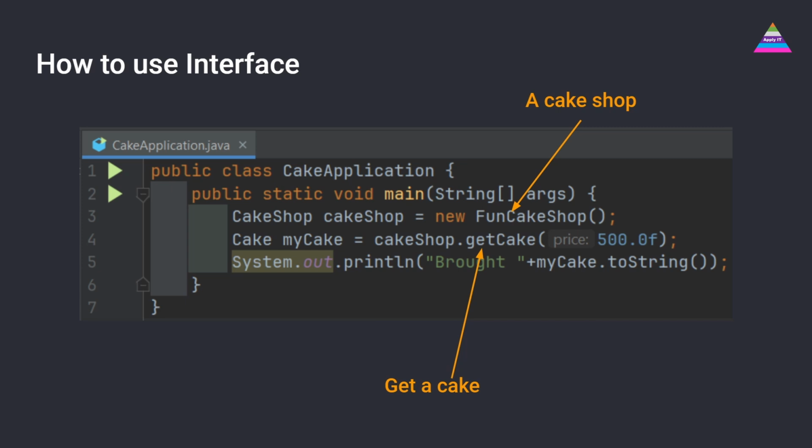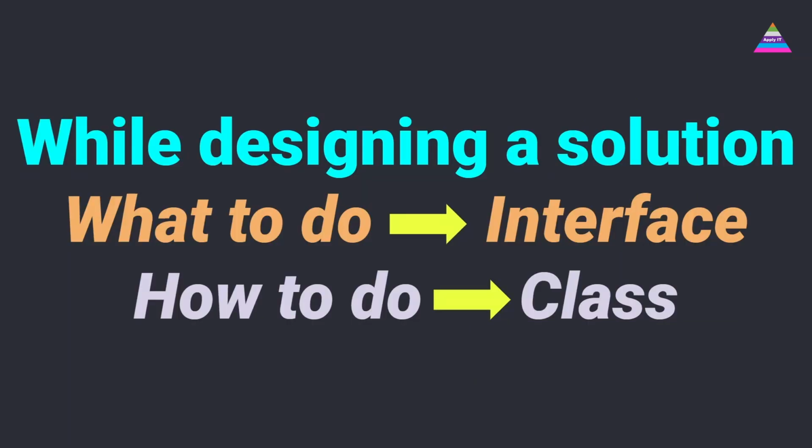I hope you have understood the concept of interface and class. It is very important that while designing a solution, we clearly separate what to do versus how to do. It is best that we first find out what to do. We should clearly find out what the interfaces in our system are, and then we can provide implementations of those interfaces in the form of classes. And this is exactly what is done by popular frameworks, for example the Spring Framework.